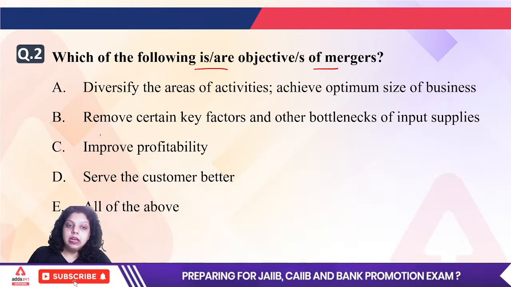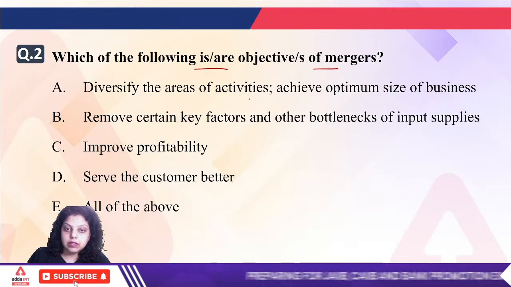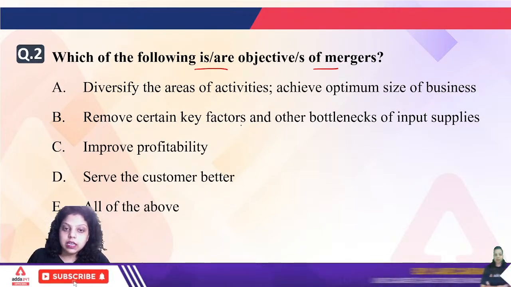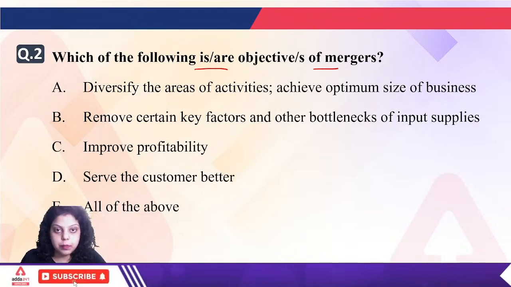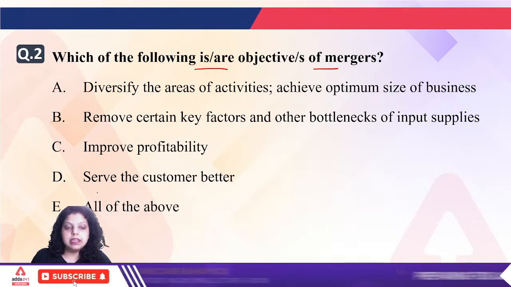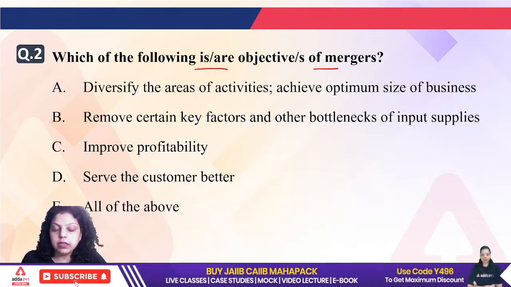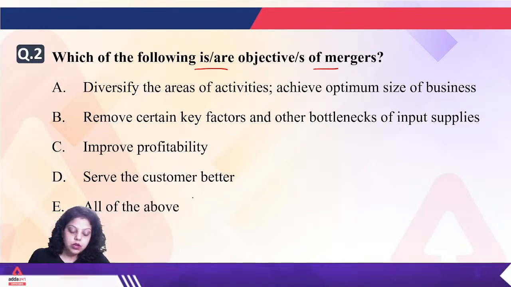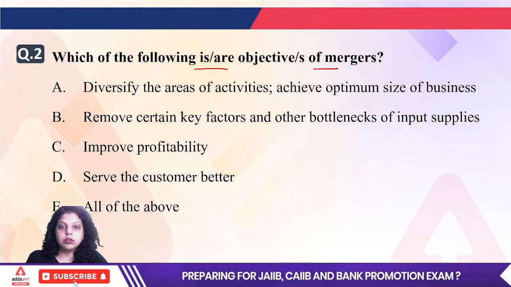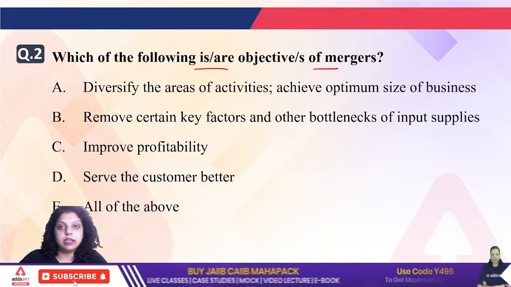The first option says it diversifies the areas of activities and achieves optimum size of business. Second, it removes certain key factors and other bottlenecks of input supplies. Third, it improves profitability. Fourth, it serves the customer better. And fifth, all of the above. Which of these will be the right option in context to the merger?